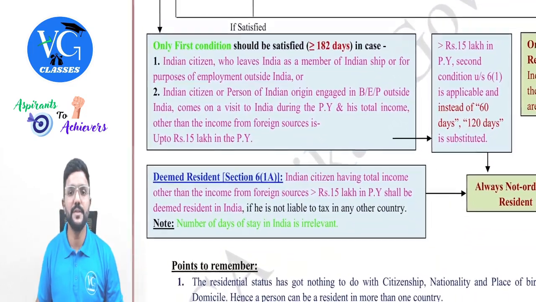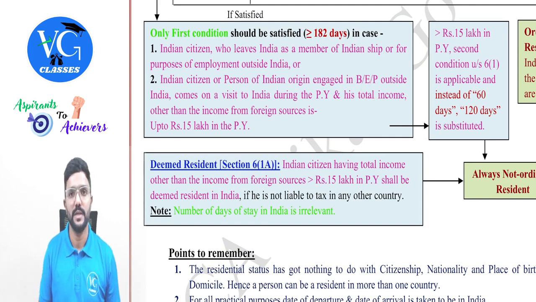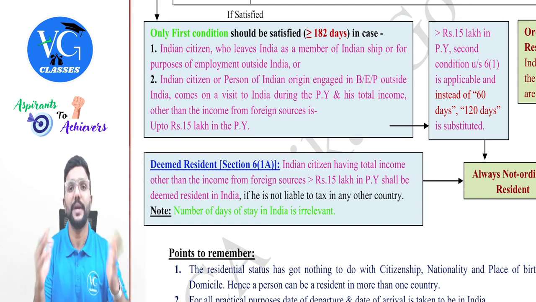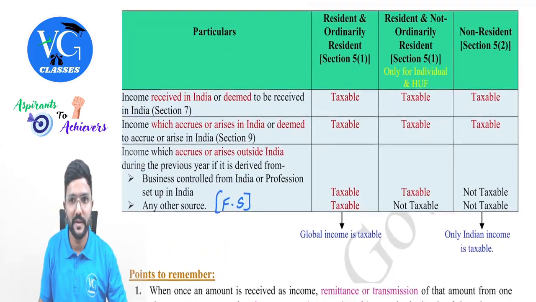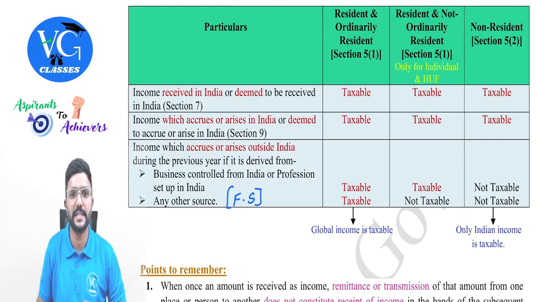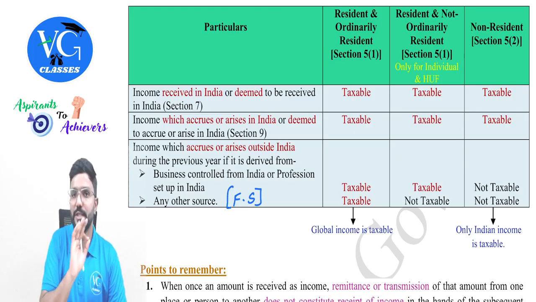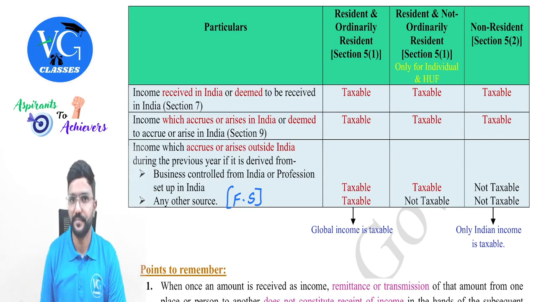And here they have used the word total income other than the income from foreign source. Sir, for calculating this, what should we include or what should we not include? Guys, very simple. For which I will go to section 5. I have given one table for section 5 on the next page. You can observe there. So total income other than the income from foreign source means we should not include the income from foreign source. Which is that income? It is the last item. Clear? This we should not include.